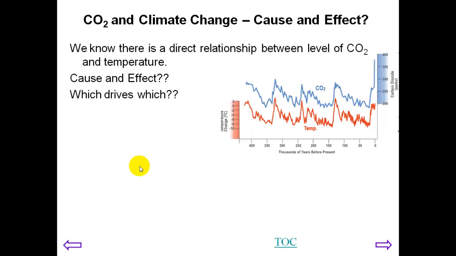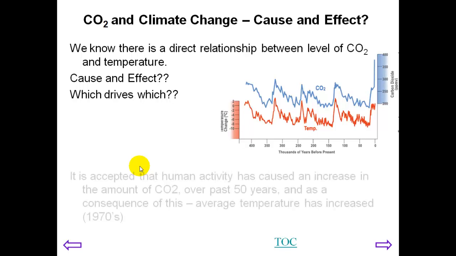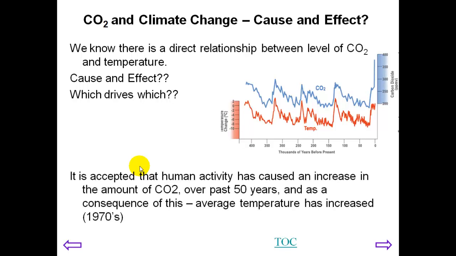But which drives which? How do we know that the temperature is not driving the carbon dioxide rather than the carbon dioxide driving the temperature? This is the situation. It is accepted that human activity has caused an increase in the amount of carbon dioxide over the last 50 years, and as a consequence of this, the average temperature has increased. What possible solutions do we have to reduce the enhanced greenhouse effect?